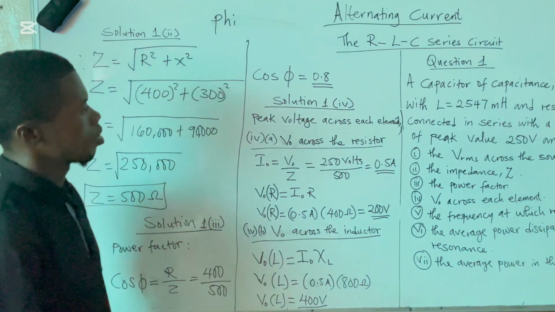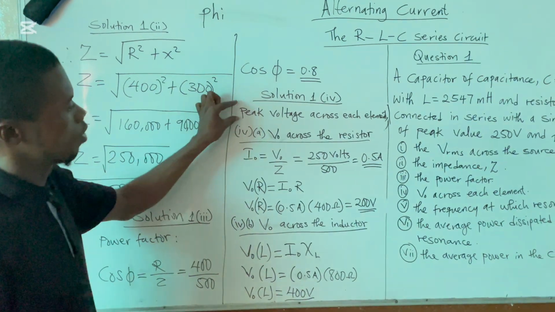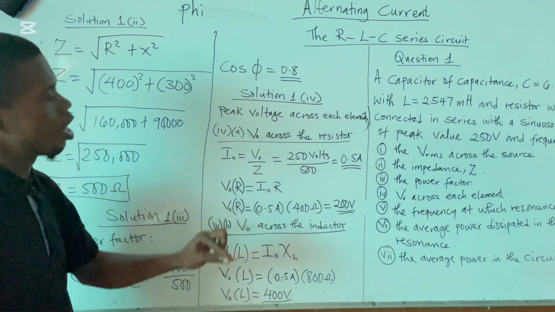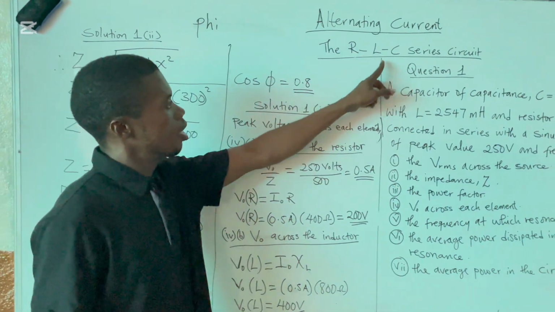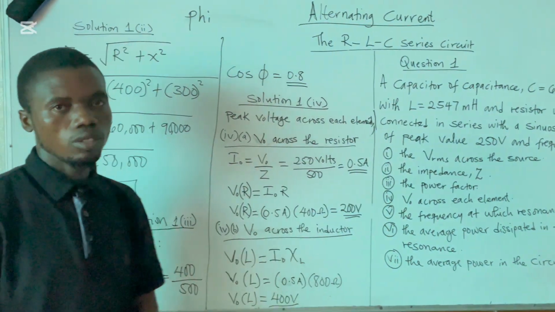Now, coming to IV. IV says we should find the peak voltage across each of these components: across the resistor, the inductor, and the capacitor.